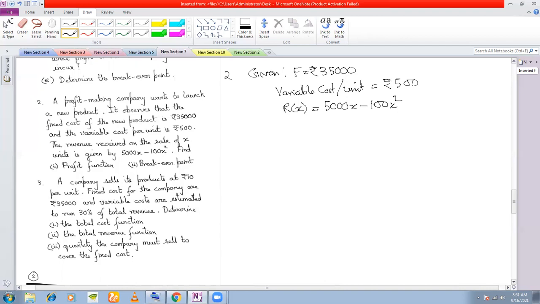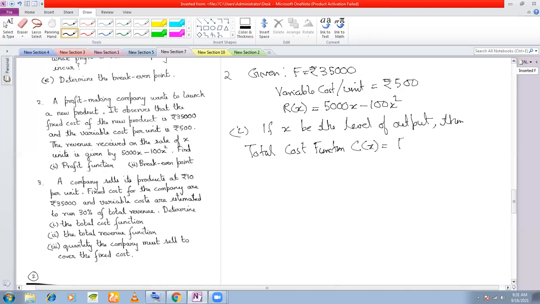First question is the profit function and second question is the break-even point. So for the profit function, obviously you need to find out the cost function, right? If x be the level of output, or number of units produced or the number of units demanded, then what is the total cost function? C(x) is equal to total fixed cost plus total variable cost.